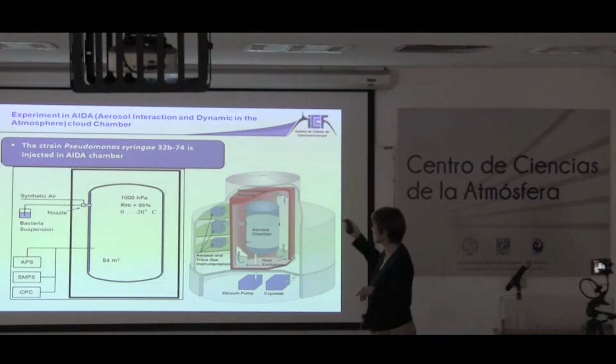So it works. It is a huge building, as you have seen on the picture, and there is a big chamber. It is quite large, 84 meters, and you can inject by a nozzle a bacterial suspension. You can control the humidity, which is 95%, and you can control the temperature and go down to minus 20 degrees. Then you can have a lot of instruments looking at that. And then you can make a big vacuum and control the temperature, and then basically you are going to create a cloud.